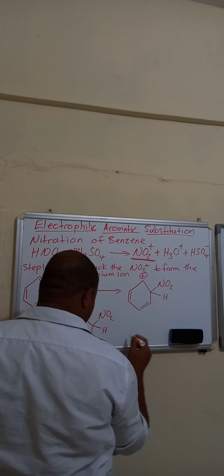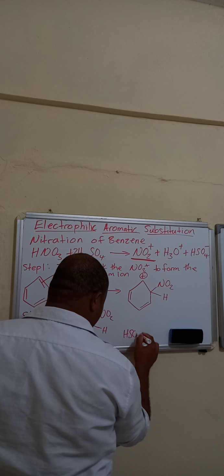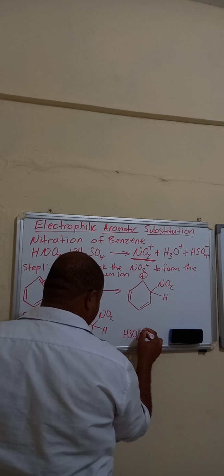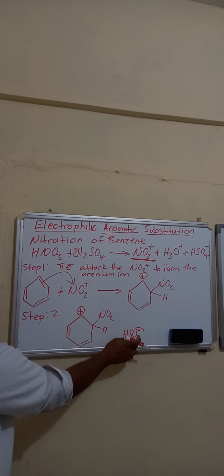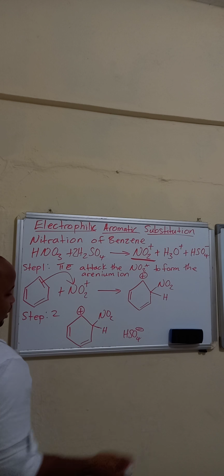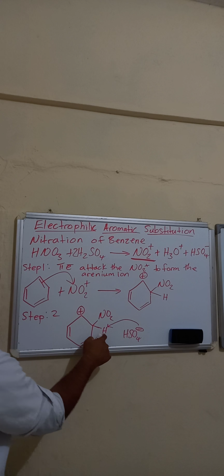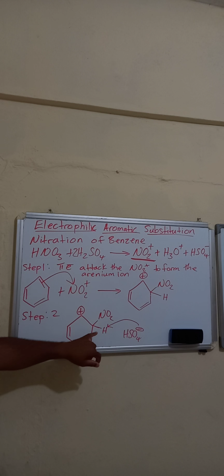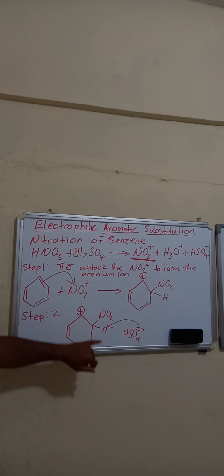So HSO4, right? Then one of the lone pairs on the oxygen atom is going to remove the hydrogen from this carbon. So the hydrogen that is attached to the carbon with the NO2 group is going to be removed.